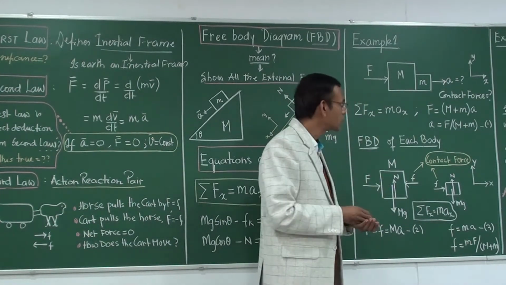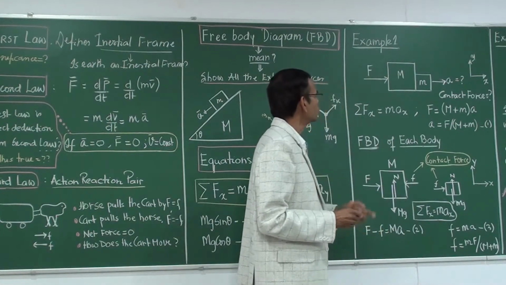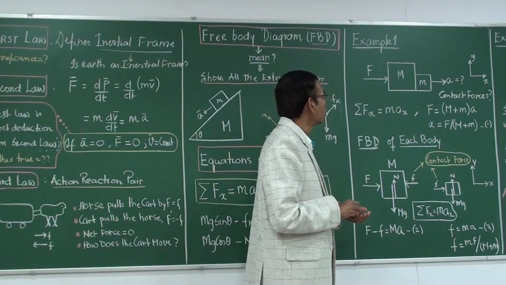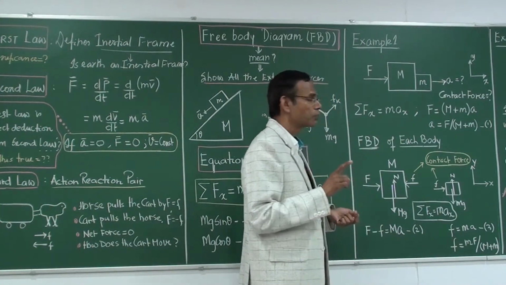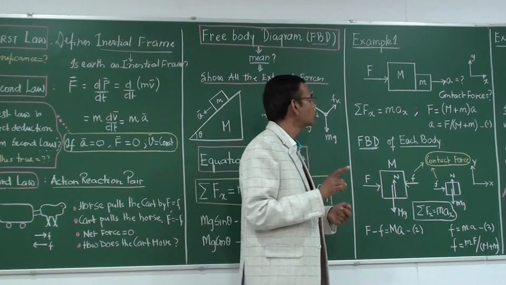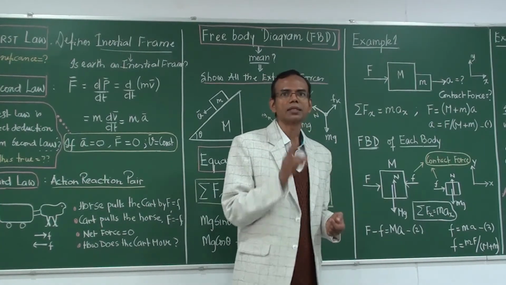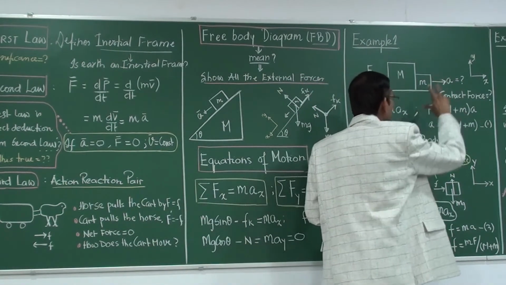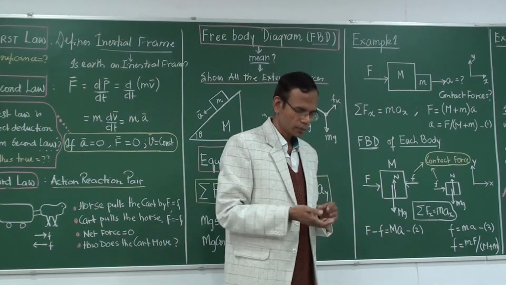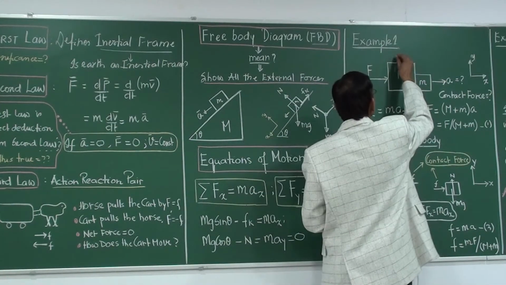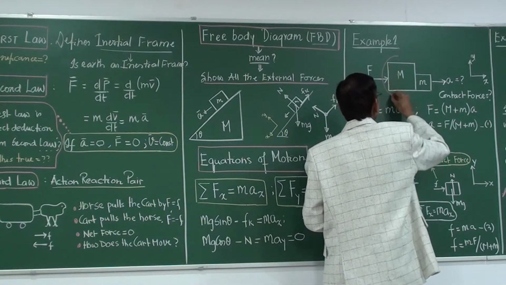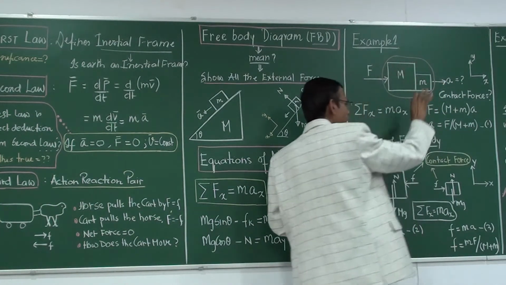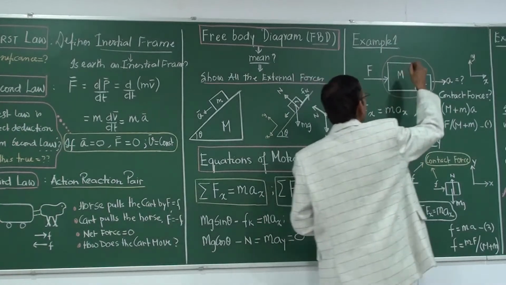Simple problem. Now, here this is a very important concept: when we try to solve a problem, we have to choose a system. What is the system here? Because both the bodies are moving with the same acceleration, this is the system that we choose. I treat this as a whole. Okay, so let me write, this is my system.